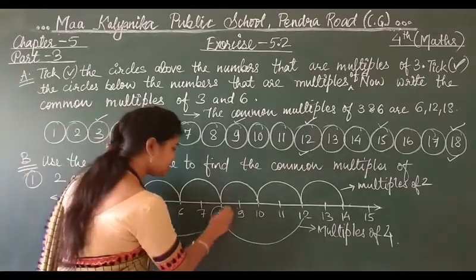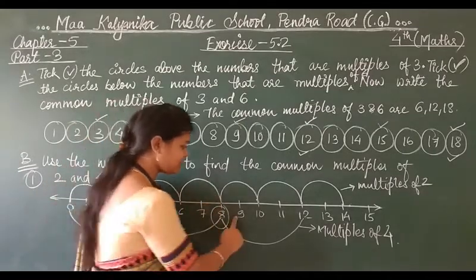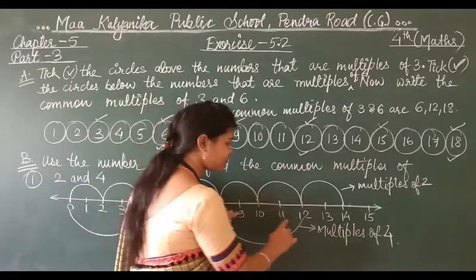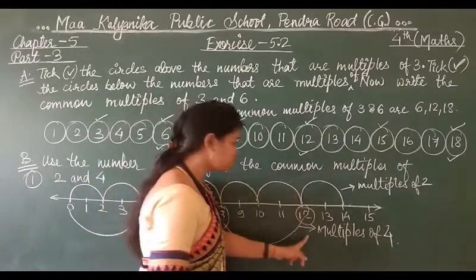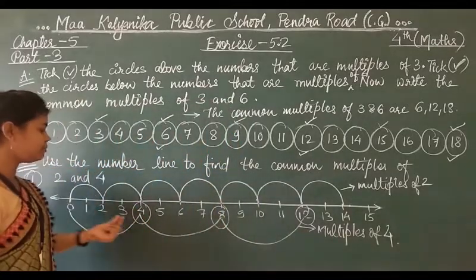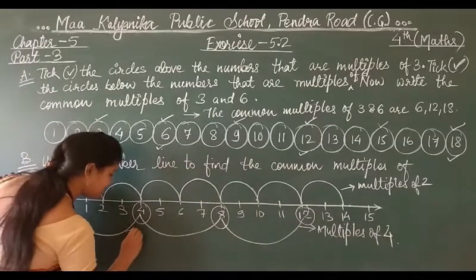Then this is 8. Here above in the table of 2, 8 is coming, and in the table of 4, 8 is also coming. Rest, 10 is not coming in the table of 4. 12 is coming in the table of 4 as well as 2. So students, what are the common multiples? 4, 8 and 12.